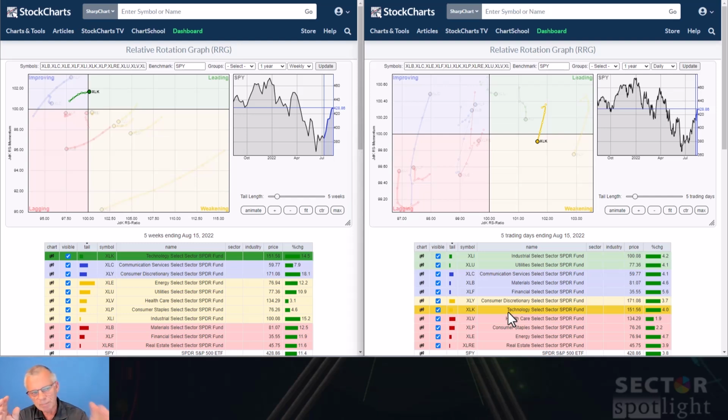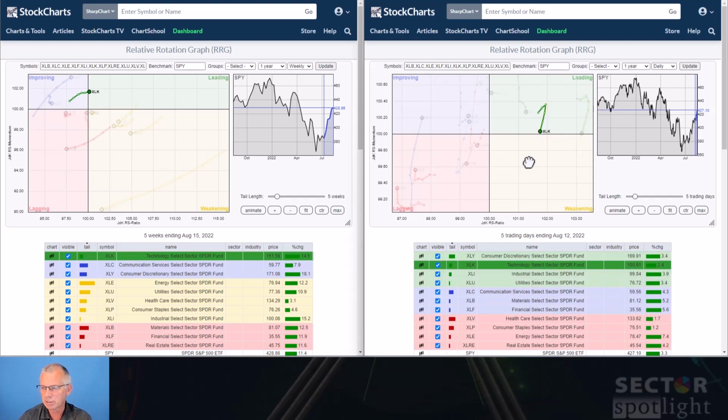So with the bigger trend being XLK moving into the leading quadrant, I would now start to monitor the tail of XLK to actually curl back up in weakening and start to confirm what we see on that weekly trend. That would be a good sign for me. That would be a good buying opportunity or signal to have a better look at the technology sector.